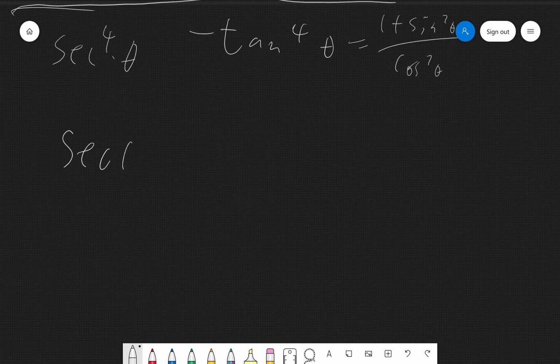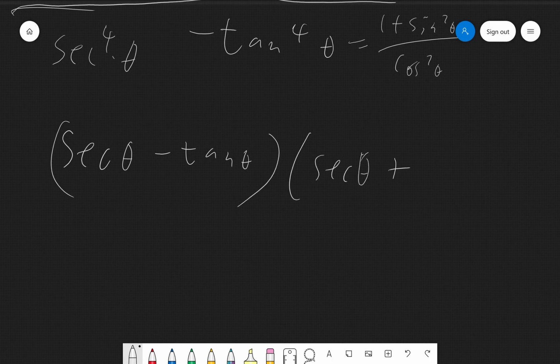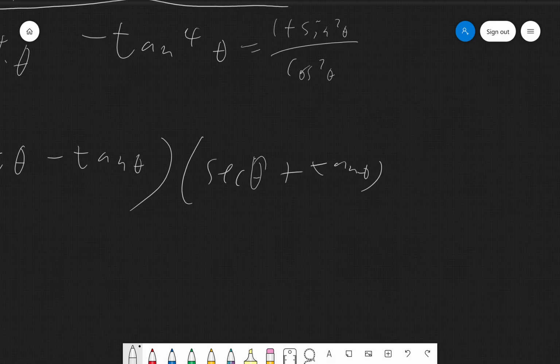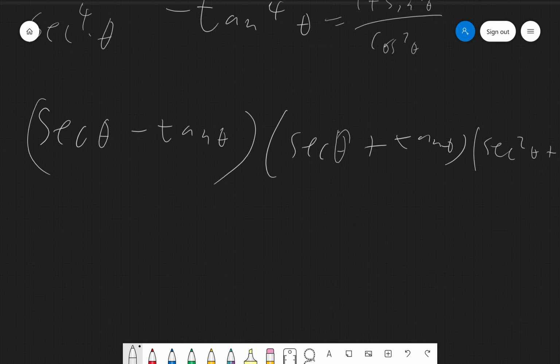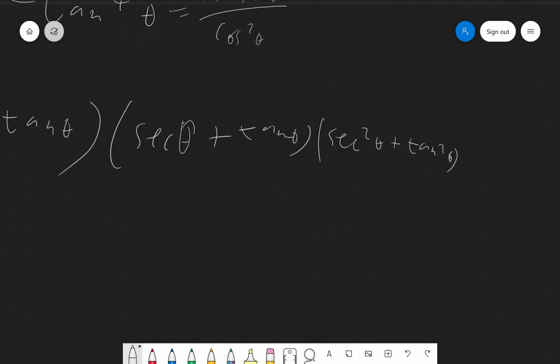Secant of theta minus tangent of theta times secant of theta plus tangent of theta. Notice that this just becomes secant squared of theta minus tangent squared of theta. And then we have our secant squared of theta plus tangent squared of theta. Right? I just factored out the secant squared of theta minus tangent squared of theta ahead of time.